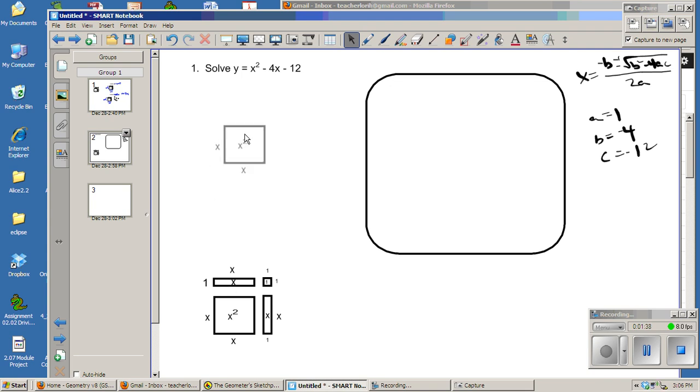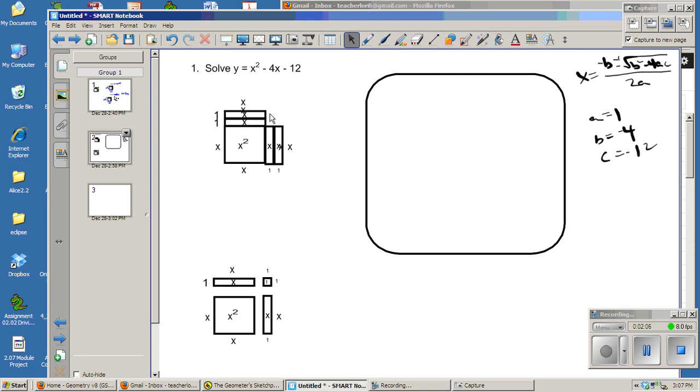So see, y equals x squared, so I'm going to need an x squared. And then minus 4x, so I'm going to need 4 x's. Now, I'm going to keep in mind that these are all minus because they're negative and not a positive. So I'm going to drag 4 of those up. So I'm going to put 2 on the side and 2 on top. All right. And then it's minus 12.